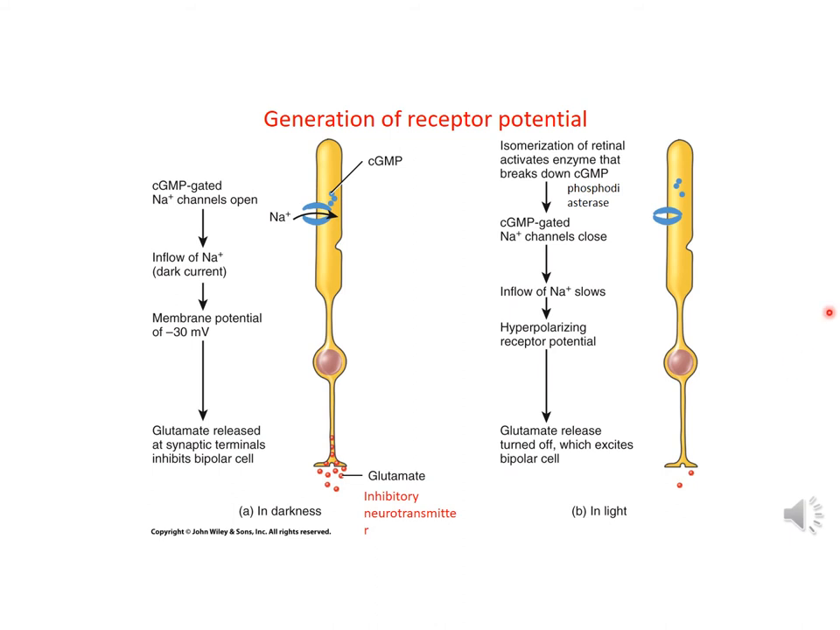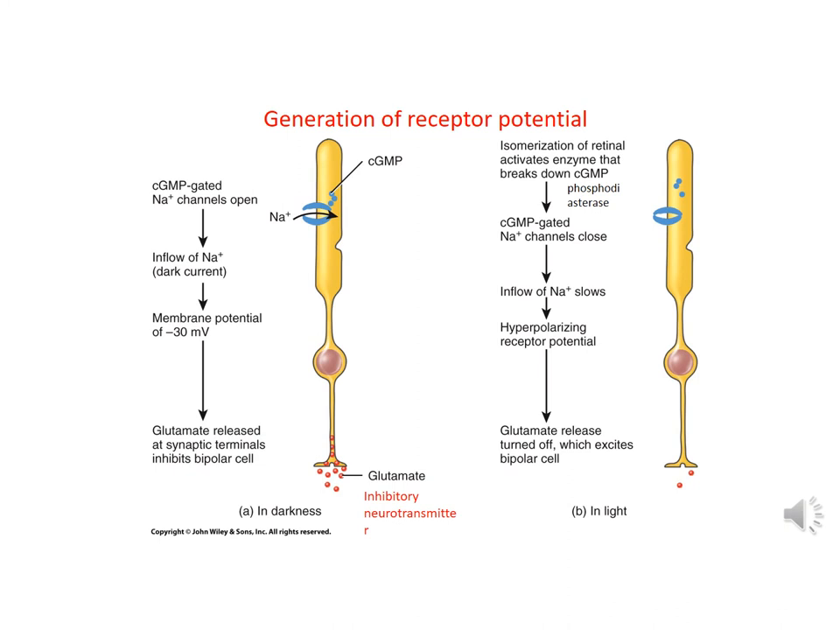What is the meaning of hyperpolarization? Excess negative inside or excess positive outside. This is produced by the closure of the cyclic GMP gated sodium channels and the continuation of the sodium potassium pump to work. And as this hyperpolarization occurs, there is a decrease in the release of the glutamate. And when the glutamate release is decreased, the bipolar cells show depolarization. So, in response to light, the photoreceptors show hyperpolarization, and bipolar cells show depolarization.